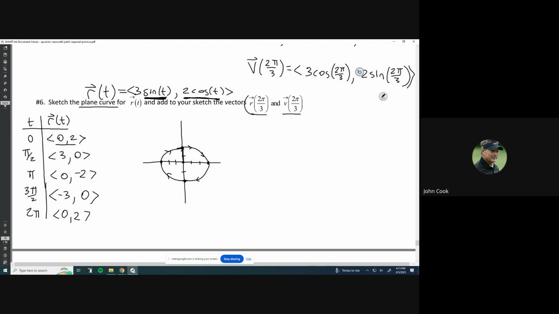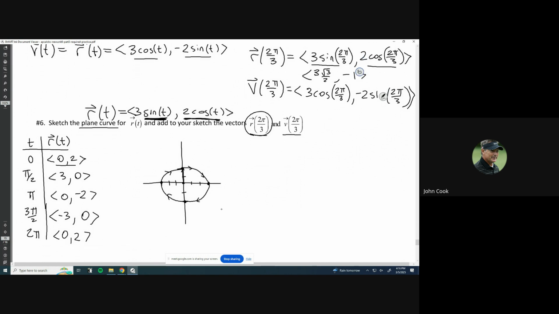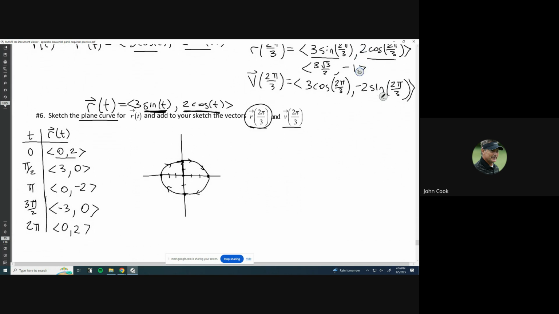Next, we got to draw the vectors at specific points. And this is where we got to go back to the calculations that we did over here and find out what those numbers actually are. So 3 sine of 2 pi over 3. Well, the sine of 2 pi over 3 is square root of 3 over 2. So this becomes 3 square root of 3 over 2. And then the cosine of 2 pi thirds is negative 1/2. So negative 1/2 times 2 gives me a negative 1. So this is how my vector is going to look. It's going to go out by 3 square root of 3 over 2 and then down 1.